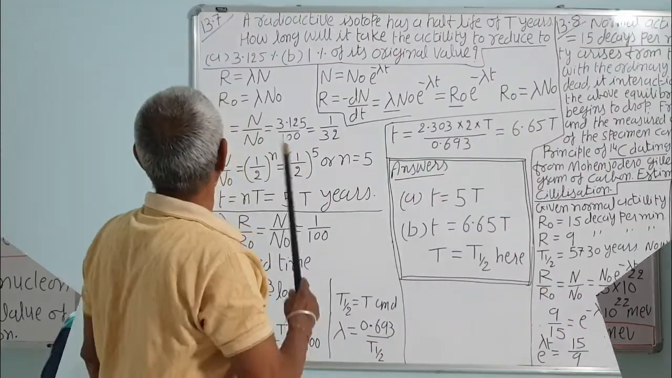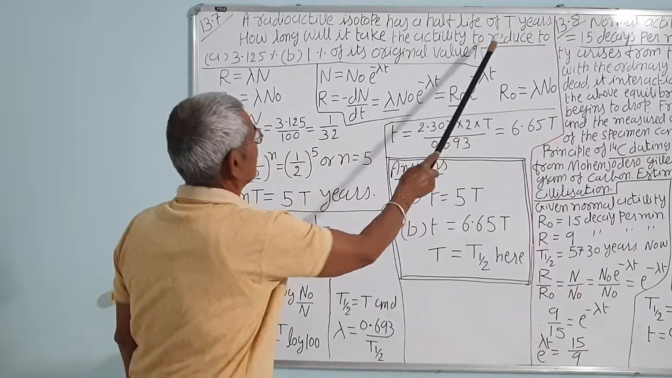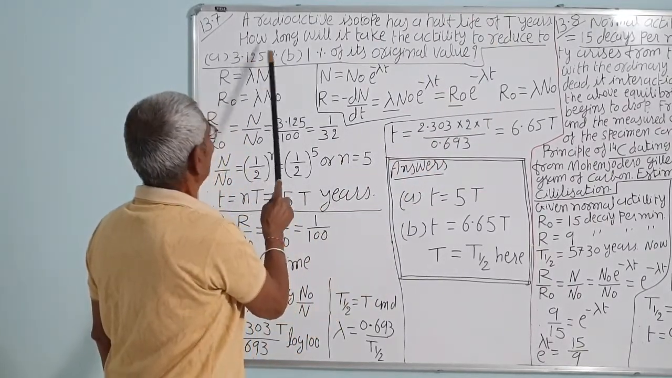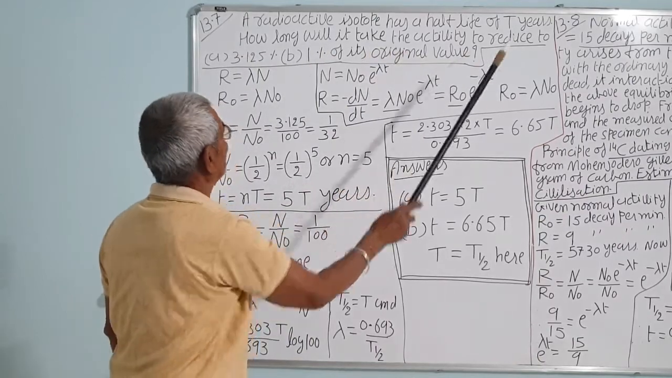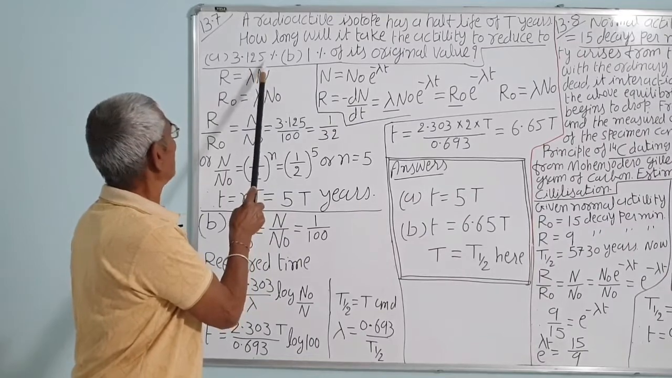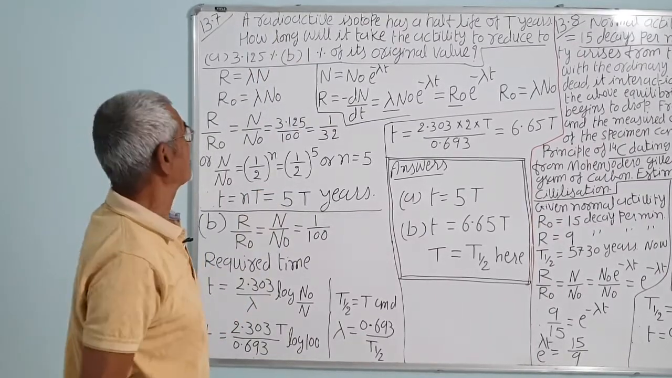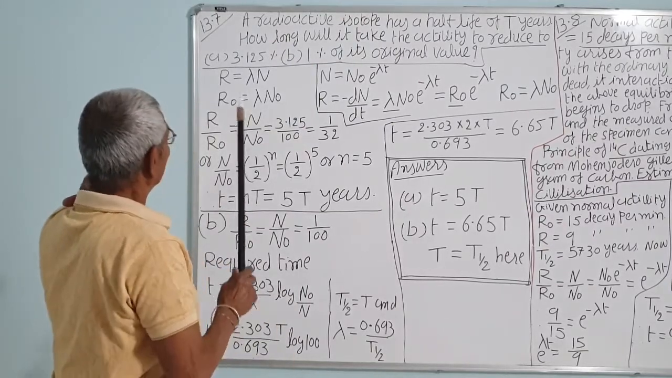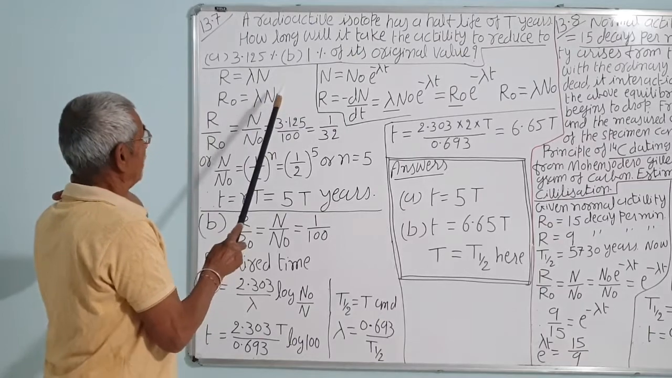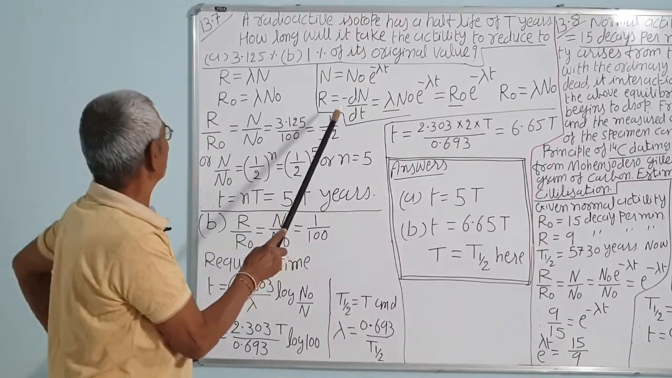Example 13.7. A radioactive isotope has a half-life of T years. Instead of T half, it is given T years. How long will it take the activity to reduce to 3.1 percent, part A, 5 percent and part B, 1 percent of its original value? We know that activity is given by the equation R is equal to lambda N. N is equal to N0 e raised to minus lambda t.